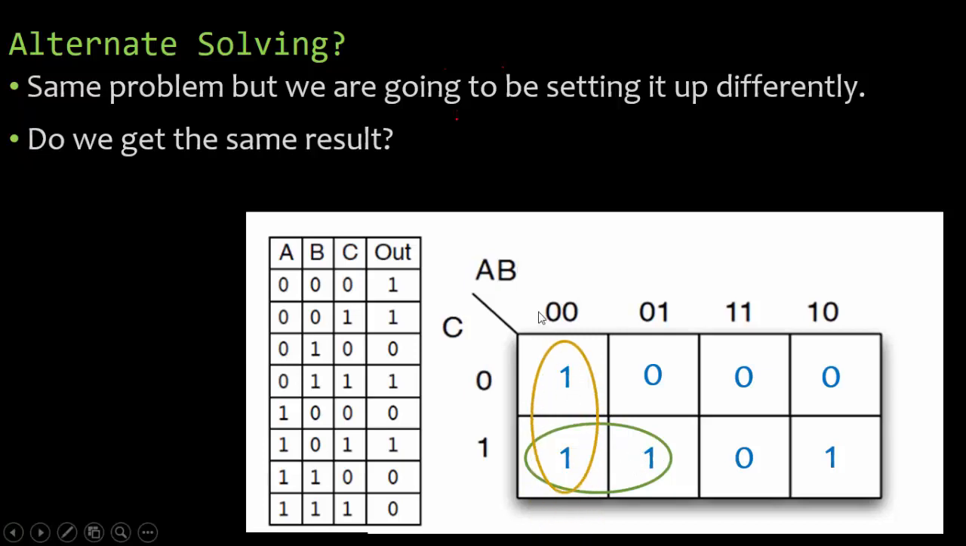Here's my second grouping. What is the value of A in both of these? 0. What's the value of B? 0. So we have not A, not B. What's the value of C? It changes. Now, what about that third grouping?